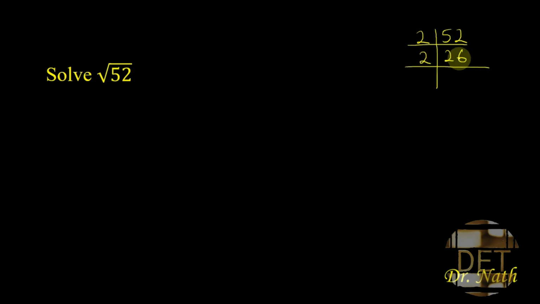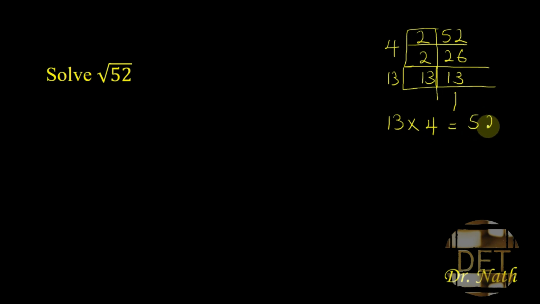2 can go. 26 divided by 2 will give me 13. Is 13 a perfect square? No, 13 is an example of a prime number. So nothing else can divide it except 13. So what can go again is 13. 13 divided by 13 is 1. If you look at these two numbers, I have 2 here. So I will group it. 2 times 2 will give me 4. Then I have 13 here. So 13 times 4 will be equal to 52.